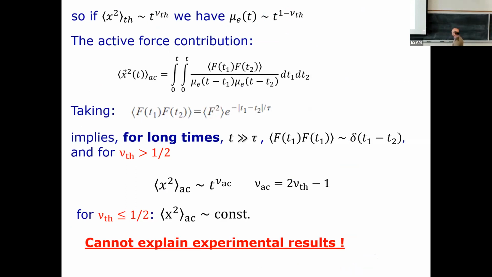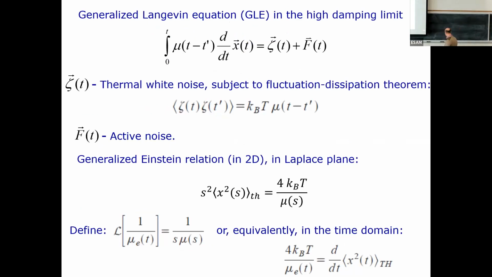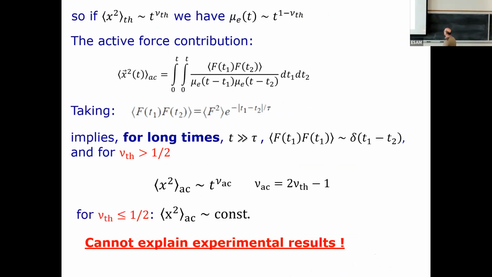And then for the active force contribution, you have this double integral. We just integrate the Langevin equation here, and you forget about this now, you only use this. Let's take this kind of exponential correlation function for the active force. So at long times, it's effectively a delta function, and so for long times, it's easy to know what happens.